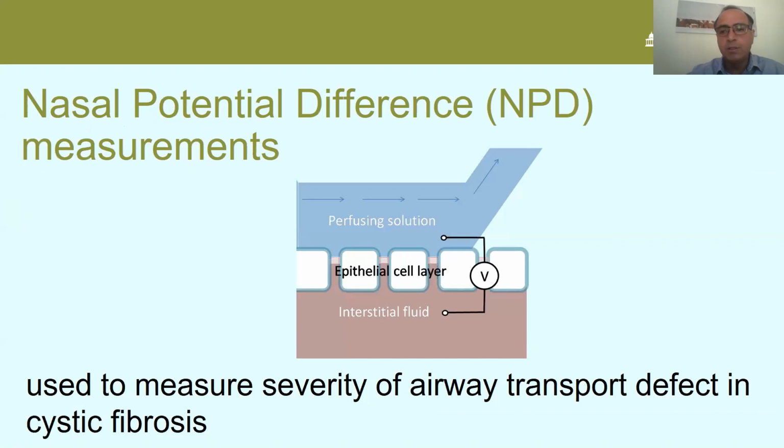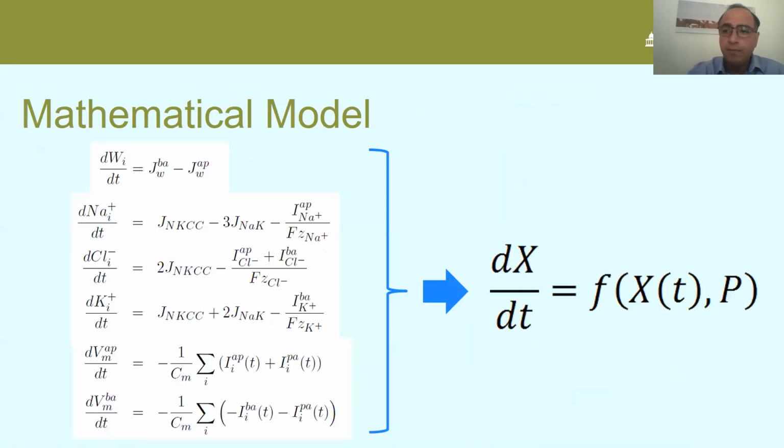So what we did is we had some experimental data, which basically has a perfusing solution going at the top, and these are the epithelial cells, which I showed you earlier. So this is an epithelial cell layer, and we measure the potential difference across it. Once we had that experimental data, we developed a mathematical model. Again, you don't have to worry about the details. What I'm trying to show you here is an overview or a glimpse of a systems approach.